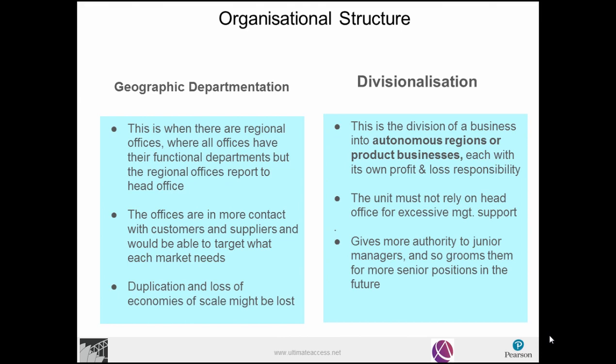Now, one key difference between divisionalization and geographic departmentation is that with divisionalization, they do not necessarily have to report to the head office. They do not rely on the head office for excessive management support. They are autonomous. Autonomous basically means they are independent. So they are in charge of their own profit and loss. Basically, how you make your profit or whether you get a loss, that is your problem, but you have to be accountable to the head office, because remember, the head office will still want to know whether you're performing well or not.